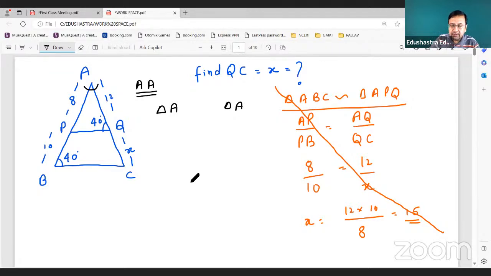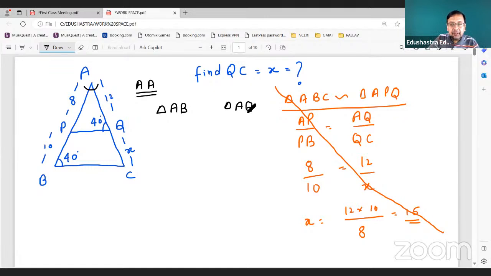Then taking this angle. Now, if I take the angle in the bigger one, the measurement is given to me as, so B is 40 degree. In the small triangle, which angle is 40 degree?